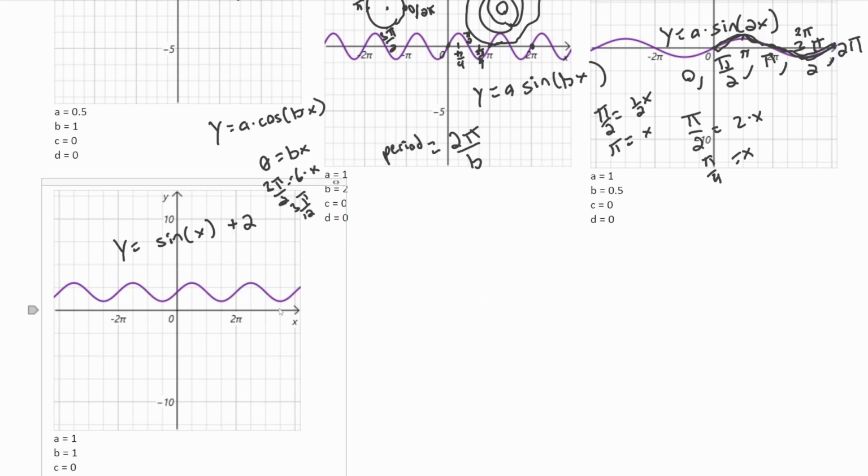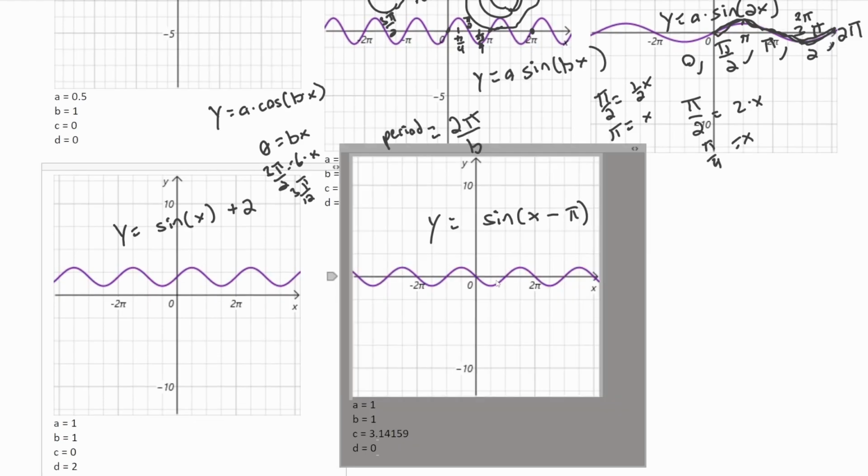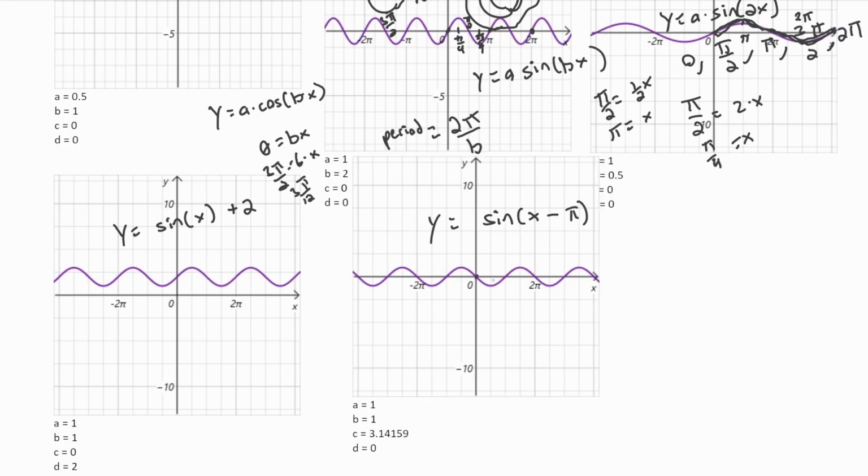If we wanted to shift left or right, it's a little bit different. So instead of adding or subtracting to the total, we'd say like y equals sine of x minus pi. And this would shift the whole thing over pi. So our normal graph, we started at 0, and then we went to 1 at pi over 2, 0 at pi, -1 at 3 pi over 2, and 0 at 2 pi.